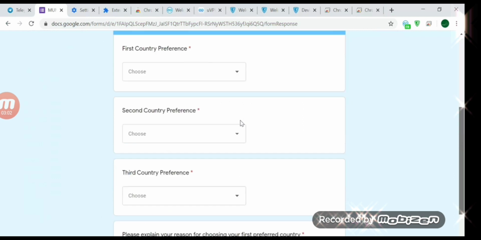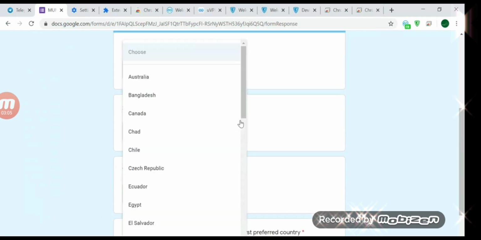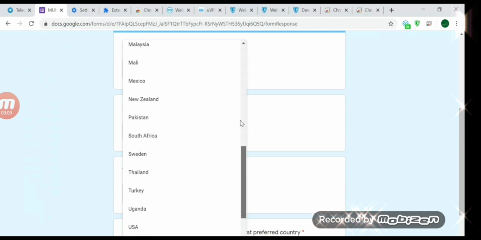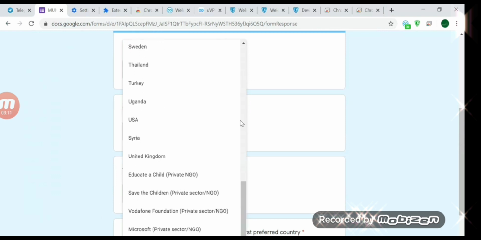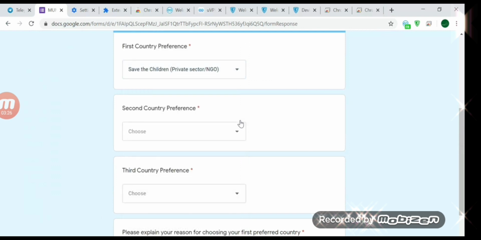Alright, so they're asking for the country preference. So right here you can choose the country you want the most, and as much as I know, they even have private sectors and NGOs. And since I haven't ever taken part in MUNs as a private sector NGO, I want to give it a try. So what I'm doing right here, I am going to choose Save the Children Private Sector NGO as a first choice.